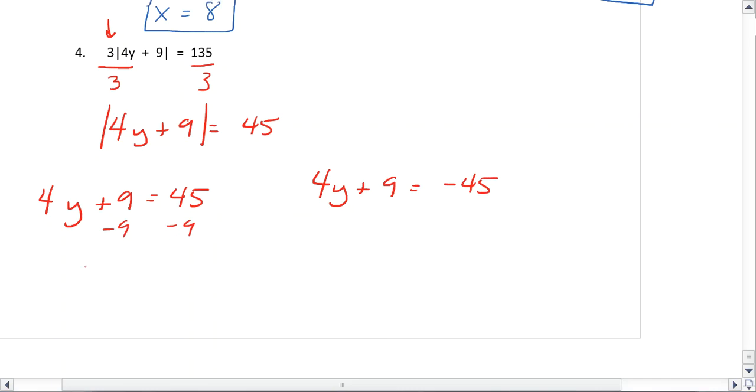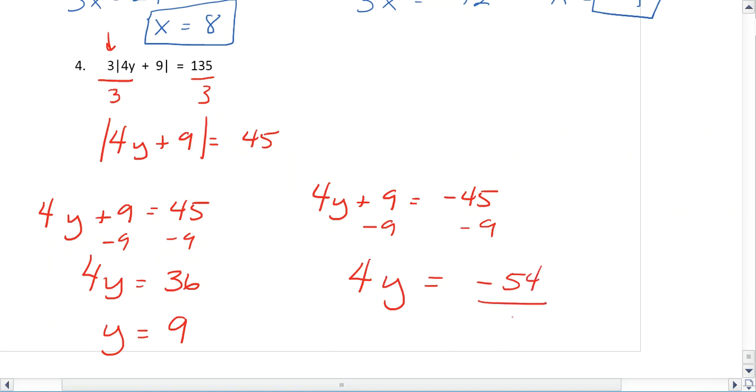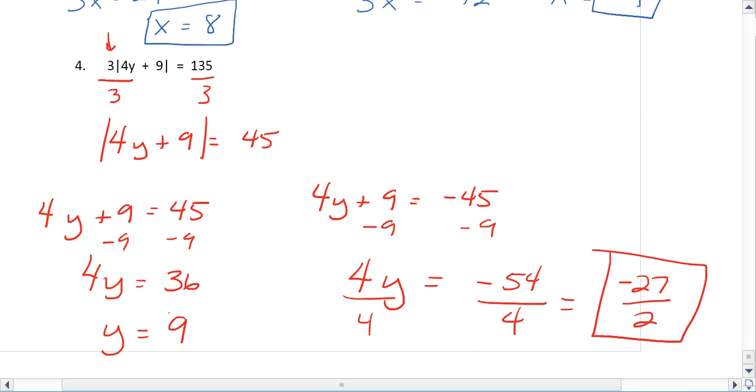This gives me, let's see if I do the math here, 4y is equal to 36. Divide both sides by 4, and the first answer is 9. Over here, once again, we subtract a 9 from both sides, and this gives me 4y equals a negative 54. So I need to divide that by 4, which gives me a fraction, and now I need to reduce this to negative 27 over 2, and that's my other answer.